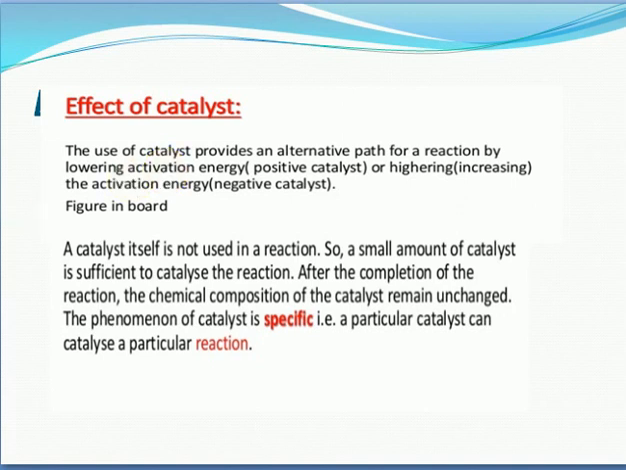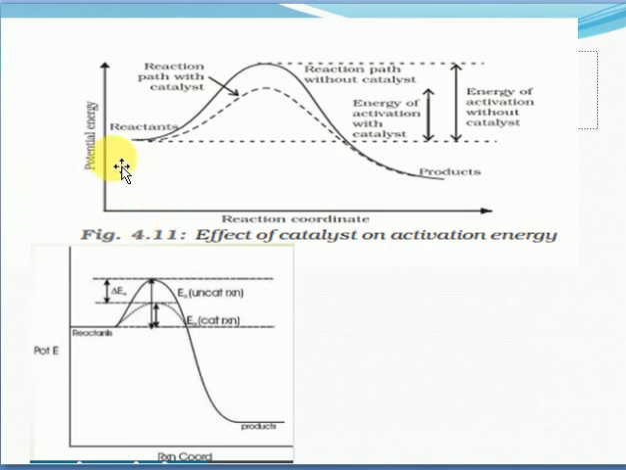How is it possible? Look here. Suppose this is the potential energy of the reactant molecule. The reactant molecule wants to become a product. Without a catalyst, they must go along this path, which requires a larger amount of activation energy. If I add a catalyst here, they'll go along this path and convert into product.